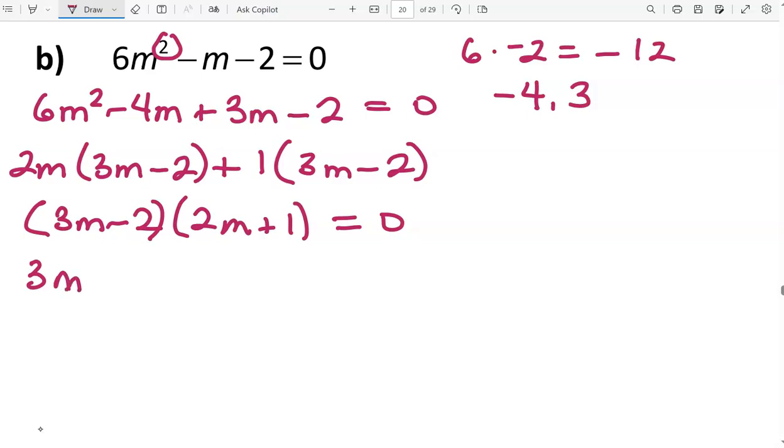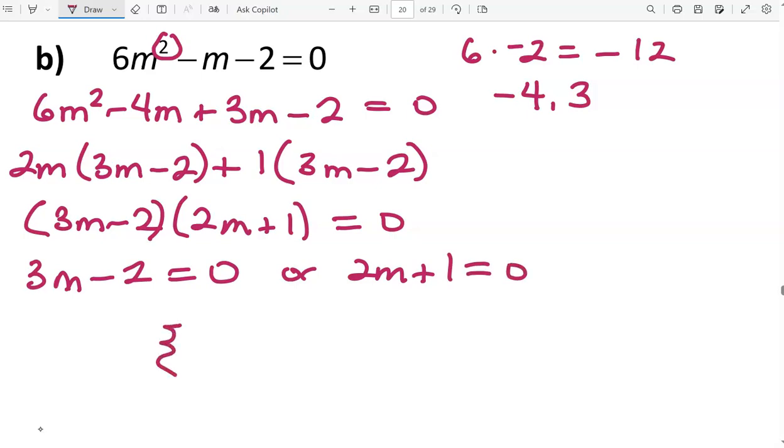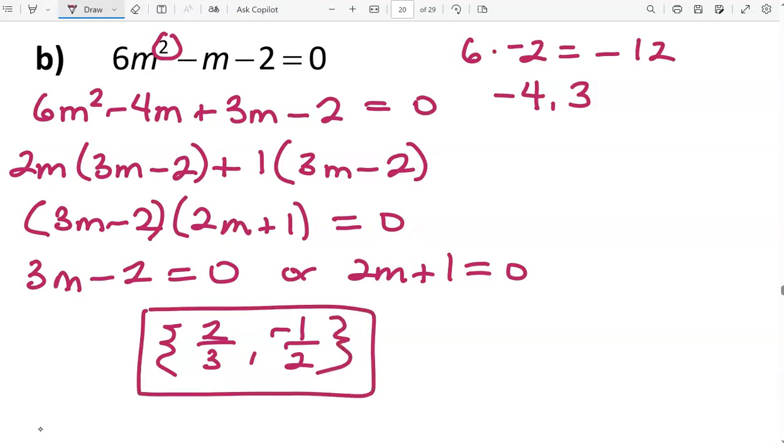So either the first factor is 0 or the second factor is equal to 0. And if we solve each one of those, first equation, add 2 and divide by 3 for a solution of 2/3. Second, subtract 1 and divide by 2 for a solution of -1/2. And there's our solution set.